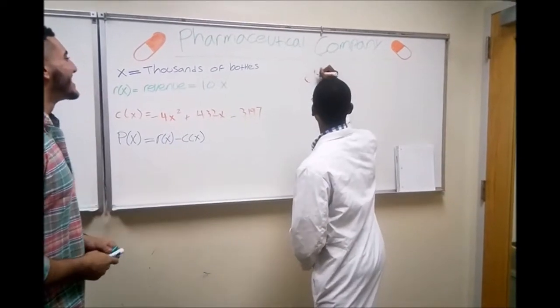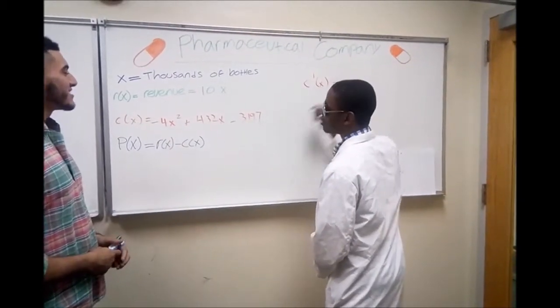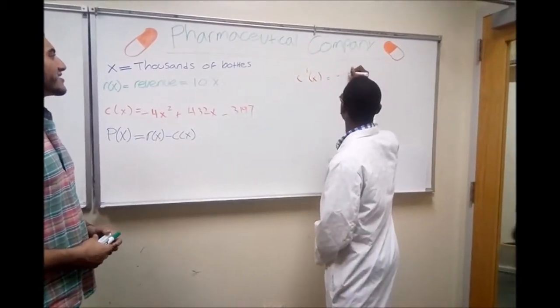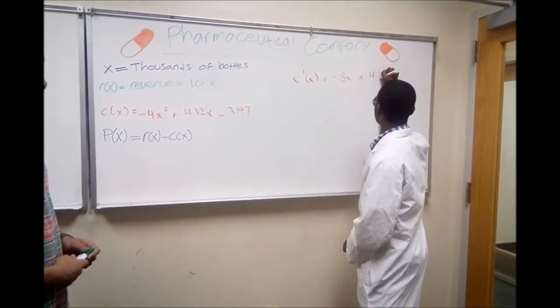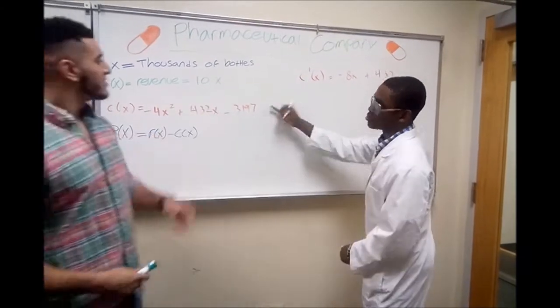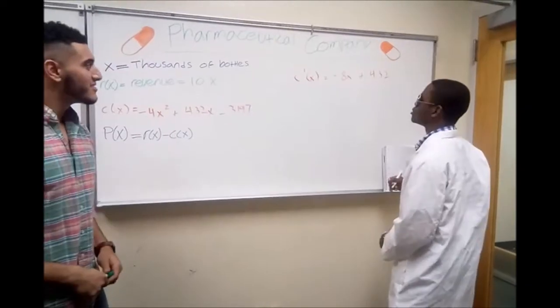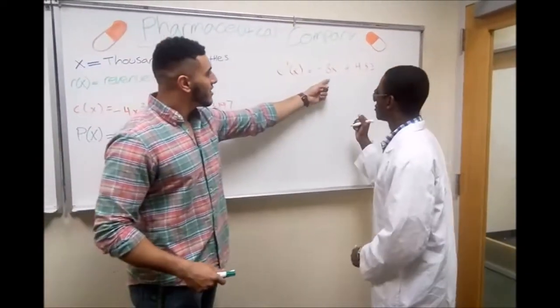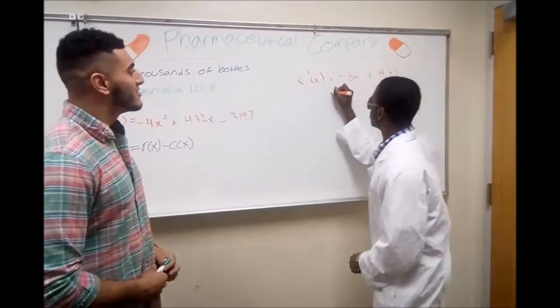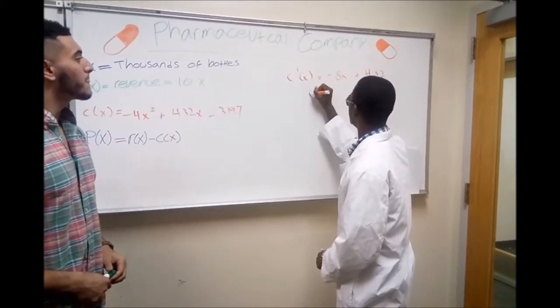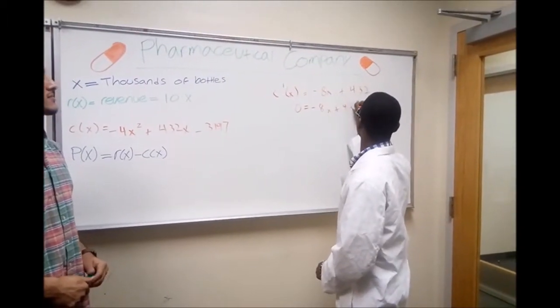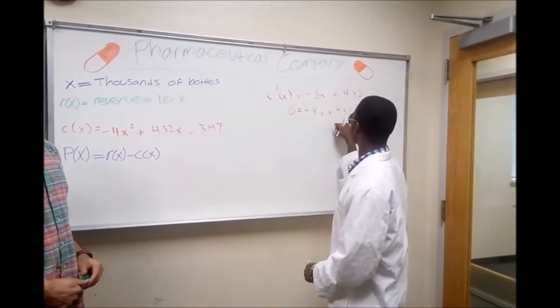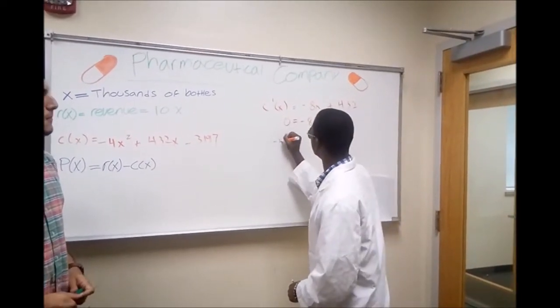So, to find the derivative of this function right here, we get negative 8x plus 432. Alright. And this has no derivative. Yes. It's just a whole number. And so all he has to do now is solve for X. So to do that, I'll set it equal to 0. And then I'll move the negative 432 to the left.